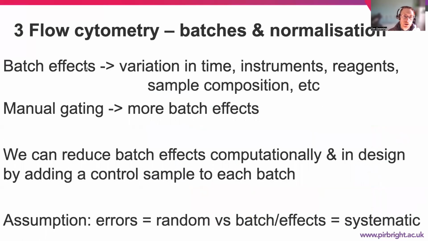So batch effects are another key consideration in this data transformation process, and they can be caused by variation across time, the instrument type, the reagents being used, and the samples. Is there randomization? Is there blinding to make sure that the samples are not correlated with particular instruments or particular days on which the experiment is run? To get around this, sometimes manual gating is used, but that can also lead to batch effects. So it's possible to reduce these batch effects computationally, but we can also reduce them by adding a control sample to each batch so that at least we can correct for those effects that are identifiable across different batches.